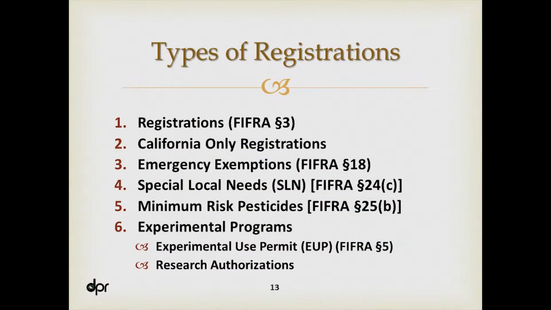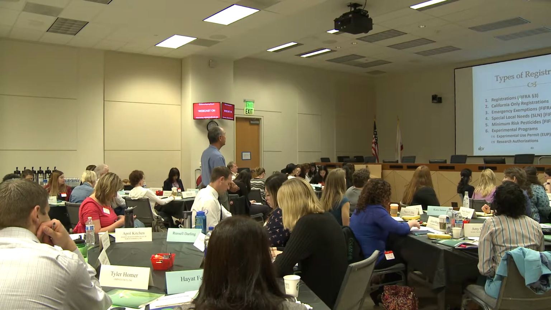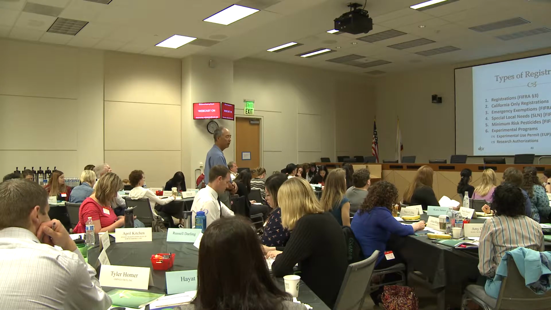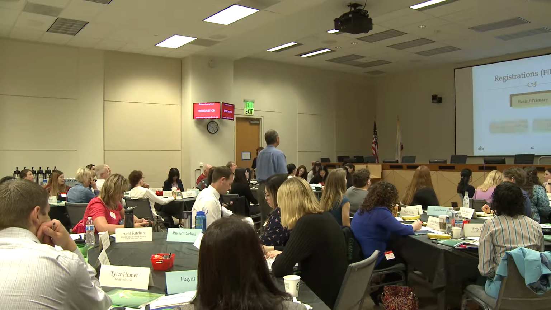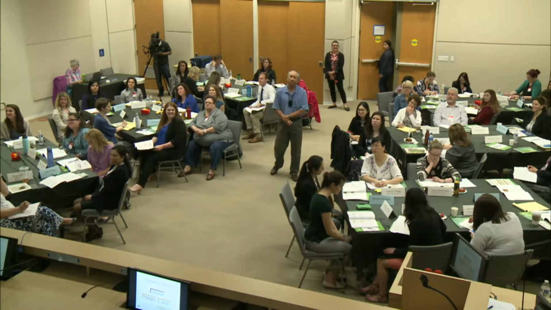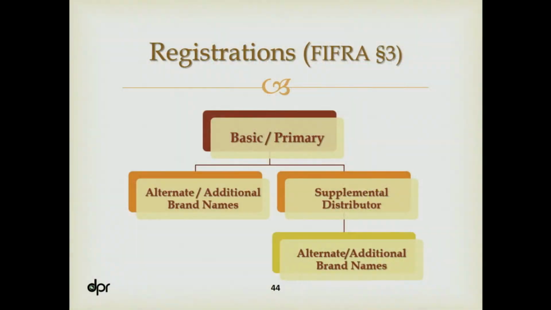Types of registrations we'll be going over: Registration Section 3, most common that we deal with, and California only registrations. We'll be touching a little bit on the emergency exemptions, special local need, minimum risk, and experimental programs, and those are the EUPs and RAs, or experimental use permits, or research authorizations. These are all designated, if you look at FIFRA, those are all dealing with what? Federal law, right? So you know more than I do. You guys are smart. Okay, now, quick flow chart, how this whole thing falls together.